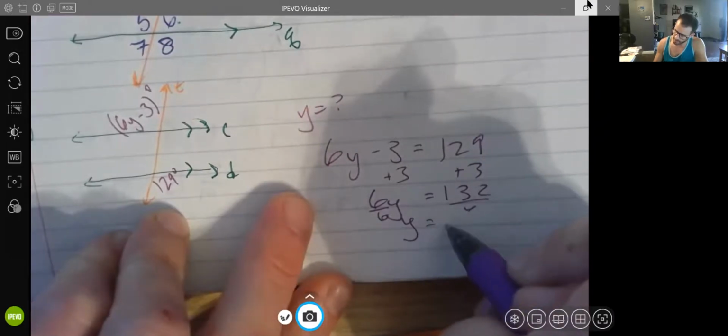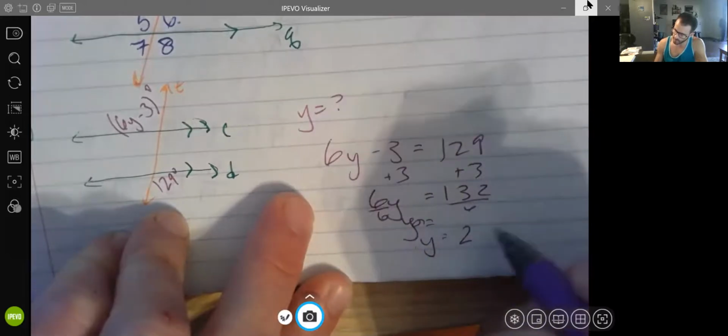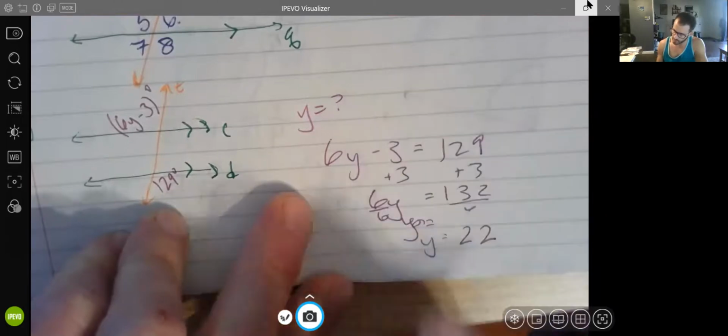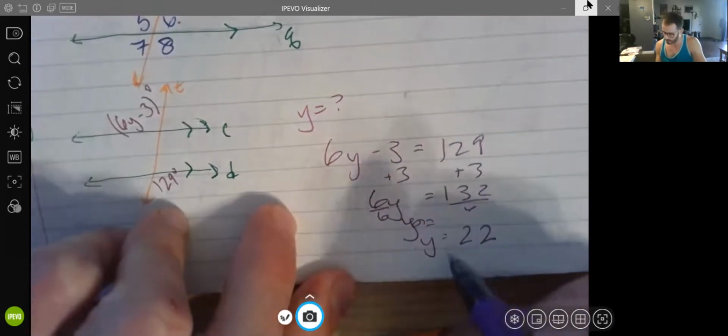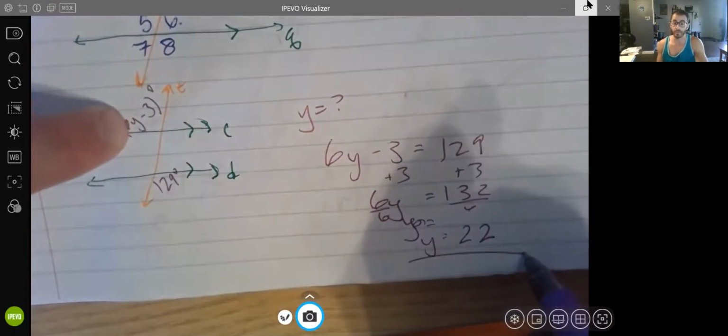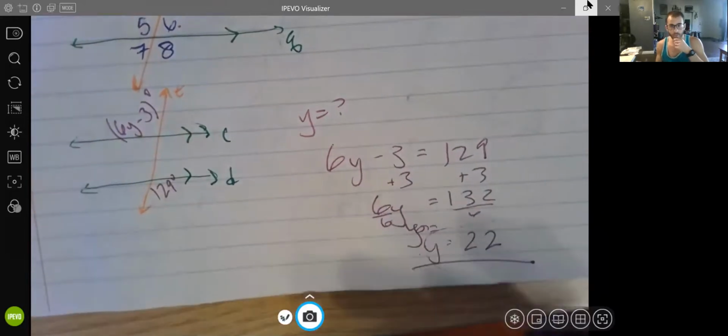6 goes into 13. I'm going to give myself more space. 6 goes into 13 two times with 1 left over. 1 left over means 12. So 6 goes into 12 two times. And y is equal to 22. Now, we don't need to put a degree because y is just part of the degree there. So we actually use the theorem to solve an algebra equation.